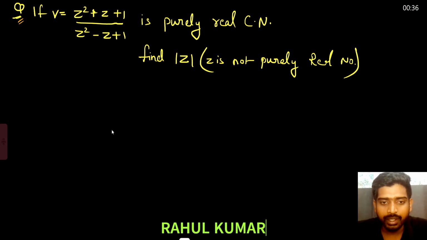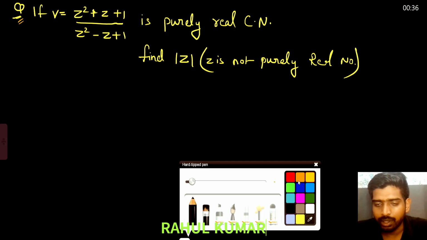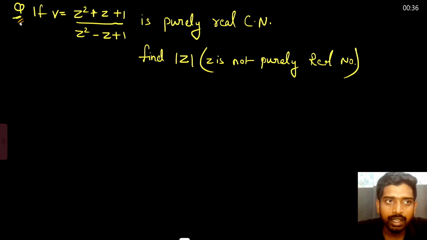Hello everyone. In today's lecture, we'll solve two more important problems on the complex number. The first problem is they've given a complex number v. If v, which is (z square plus z plus 1) divided by (z square minus z plus 1), is a purely real complex number, then they're asking to find the modulus of my complex number.